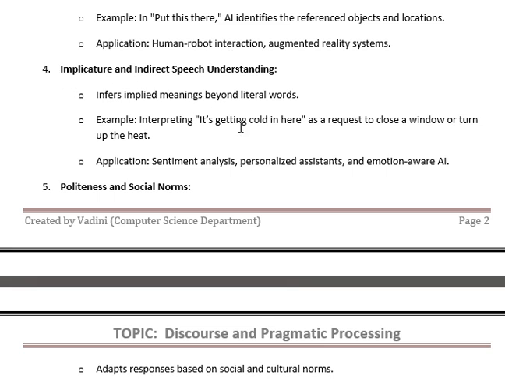The fourth one is implicature and indirect speech understanding. It infers implied meaning beyond the literal words. For example, interpreting "It's getting cold in here" as a request to close the window or turn up the heat. Applications are sentiment analysis, personalized assistants, and emotion-aware AI.